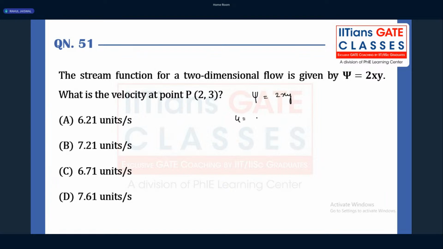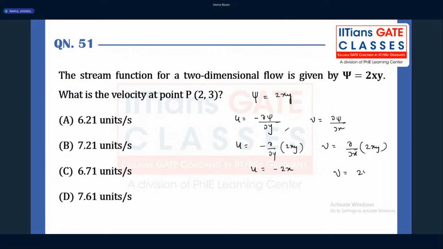And we also know u is equal to what? Minus dou psi by dou y. And v is dou psi by dou x. That is the velocity component. Now, what is the value of u? Minus dou by dou y of 2xy, which is minus 2x. And what is the value of v? Dou by dou x of 2xy, so the v value will be 2y.